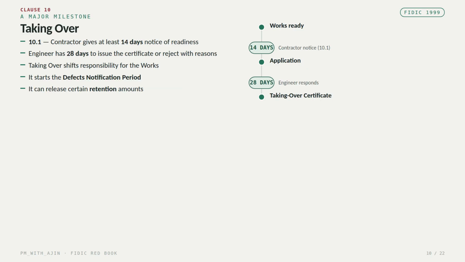Clause 10 deals with taking over. When the contractor believes the works are ready, the contractual procedure is followed. Under Subclause 10.1, the contractor generally gives the required notice, with the commonly applicable period being at least 14 days before the date on which the works are considered ready. The engineer then has 28 days after receiving the application to issue the taking over certificate or to reject the application with reasons. Taking over is a major milestone. It can affect responsibility for the works, the start of the defects notification period, the release of certain retention amounts, and the transition to completion activities.